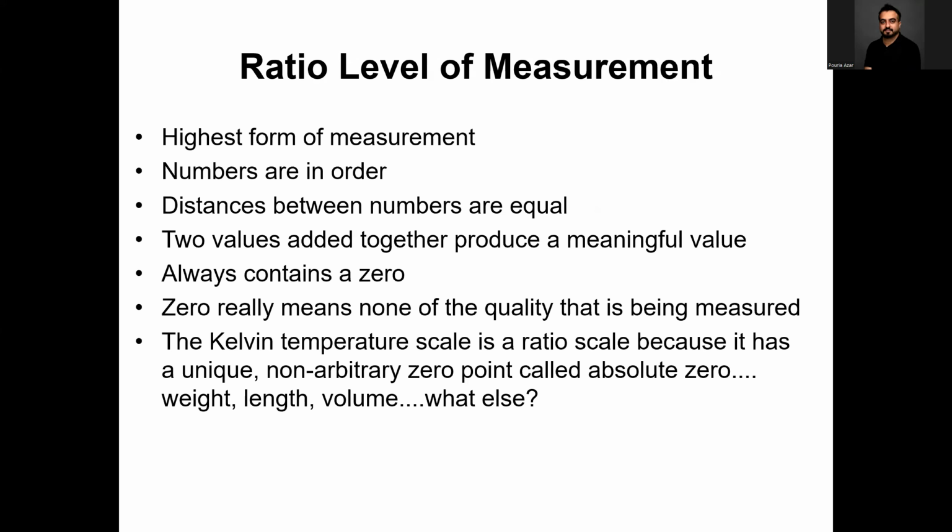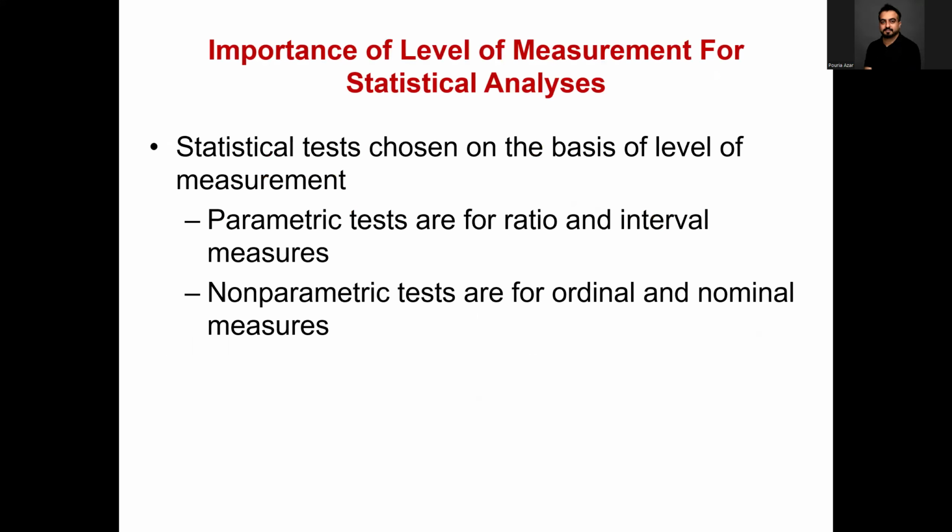So there's an exception regarding temperature. If the temperature is in the Kelvin scale, the 0 Kelvin scale is called absolute zero, which means there is no heat. So that is ratio level of measurement. That's an exception. There are other examples, weight, length, volume, those are ratio level of measurement.